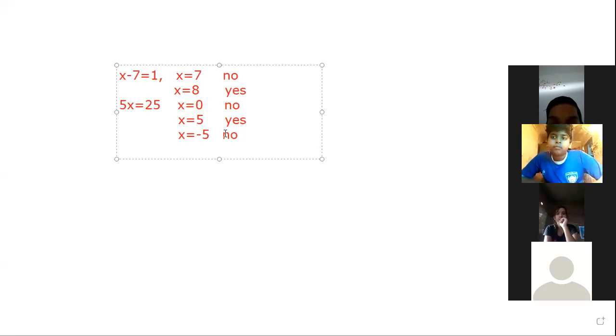And the next one, m by 3 is equal to 2, and the value of m is given as minus 6. Then what happens? m is replaced by minus 6. We will get it as minus 6 by 3. What is the value of minus 6 by 3?